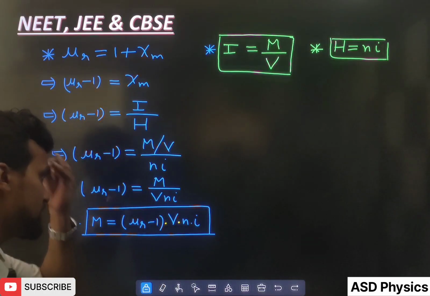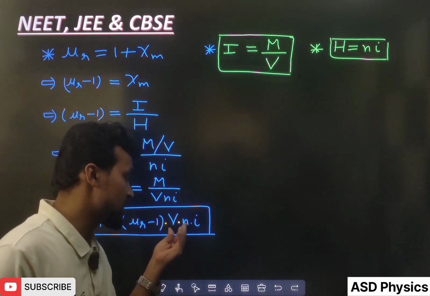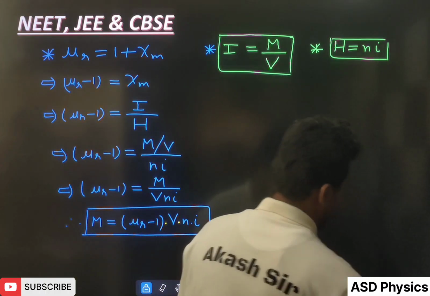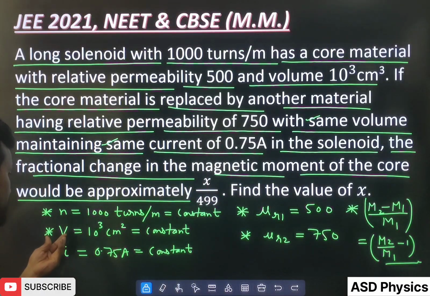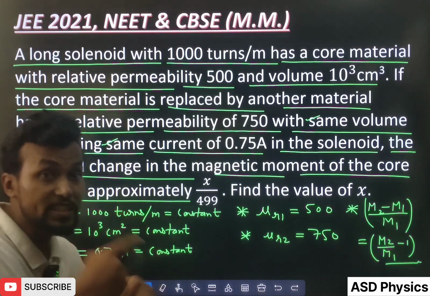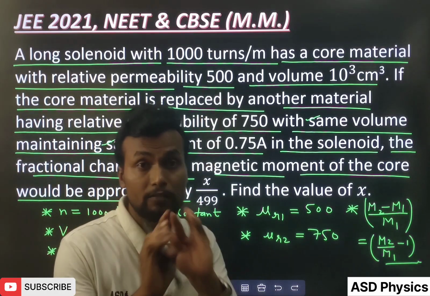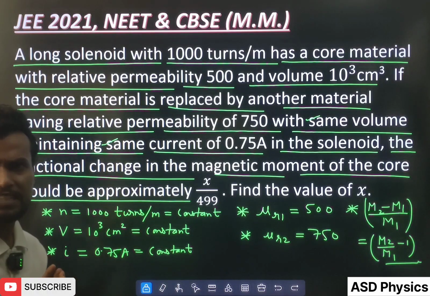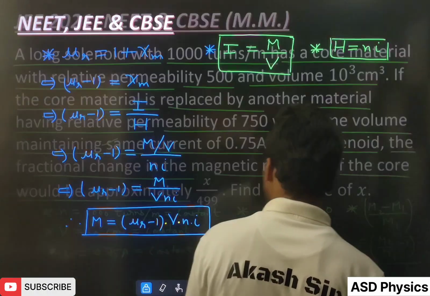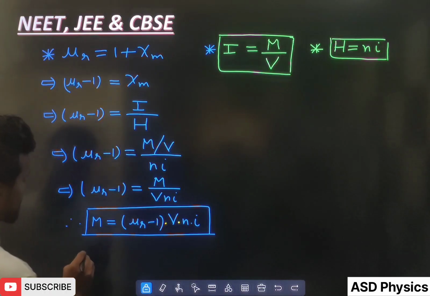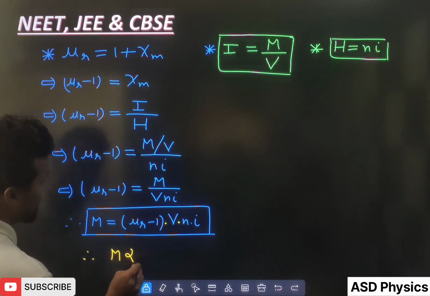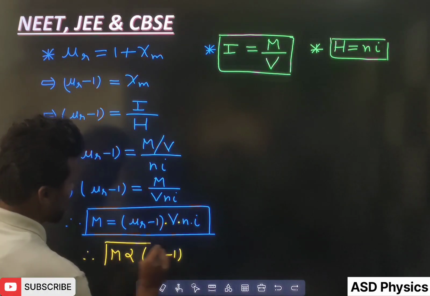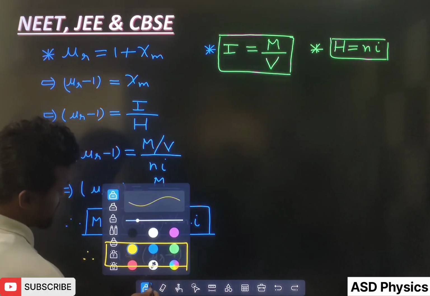Here you can see very well, V is the volume, n is the number of turns per unit length, and I is the current. Now let's see what things are constant. Even V is constant when we change the core material, the n value is not changing, and the I value is also not changing. As V, n and I are constant, we can say that M is directly proportional to mu r minus 1. This is the situation.